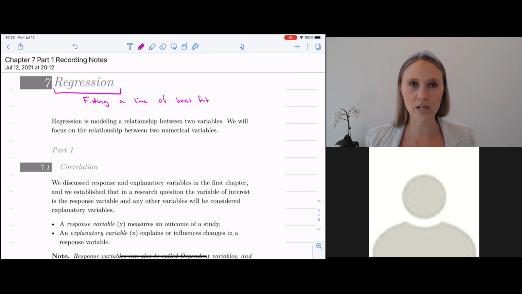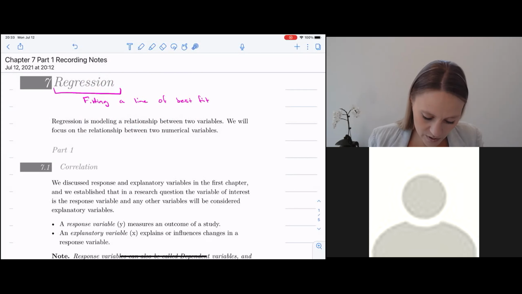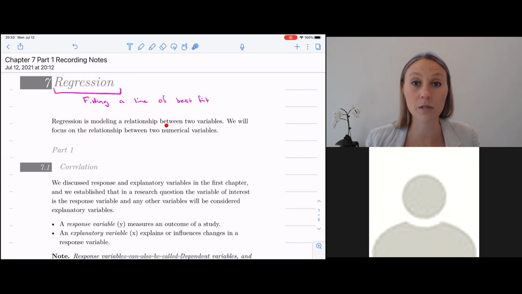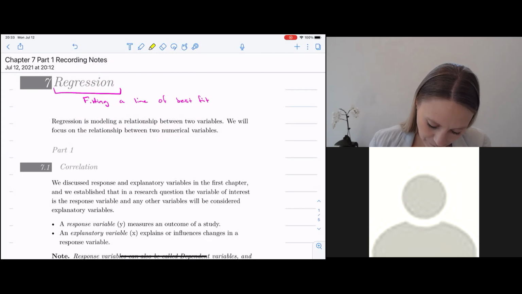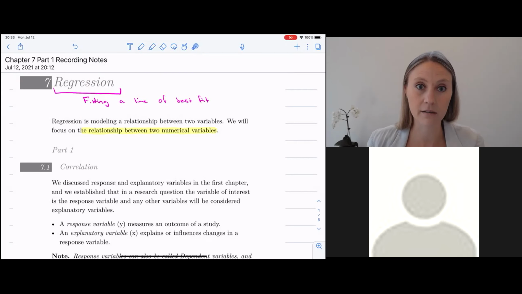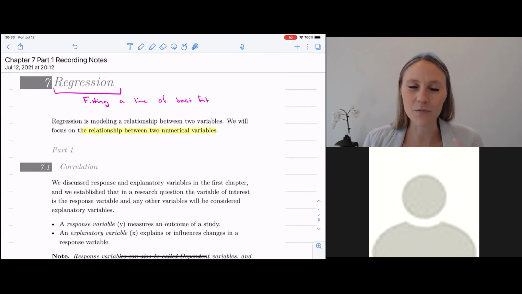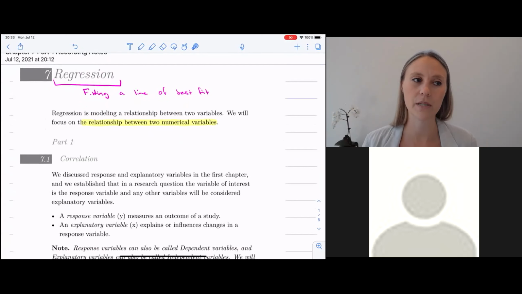So anyways, regression is basically a fancy term for fitting a line of best fit. And we use it to model a relationship between two variables. So we are going to focus on two numerical variables, right? I want to focus on the relationship between two numerical variables because that's the most common thing that we deal with. And then if you've seen that, you can kind of build on that in other courses for other combinations.